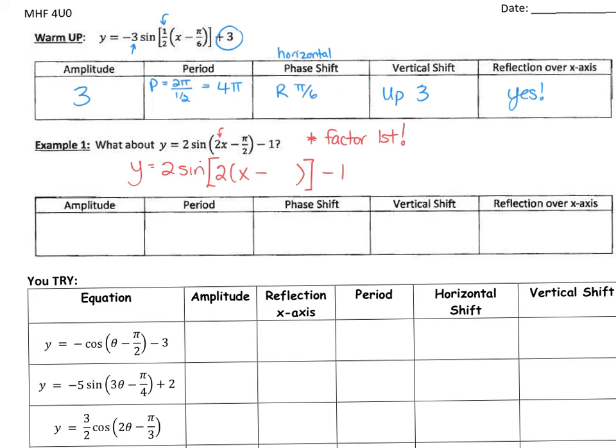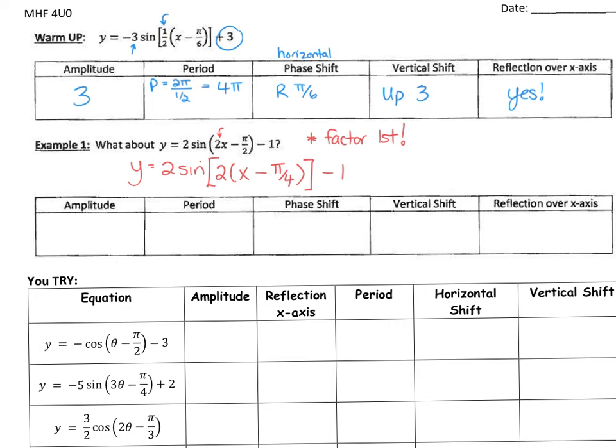Okay, so when we factor a 2 out of that, we're thinking of pi over 2 divided by 2. That means this becomes pi over 4. Okay, and hopefully you can see how you're going to get your phase or your horizontal shift wrong if you do not factor first. Okay, so now that we've got it factored, pause the video, try to fill in the table by yourself.